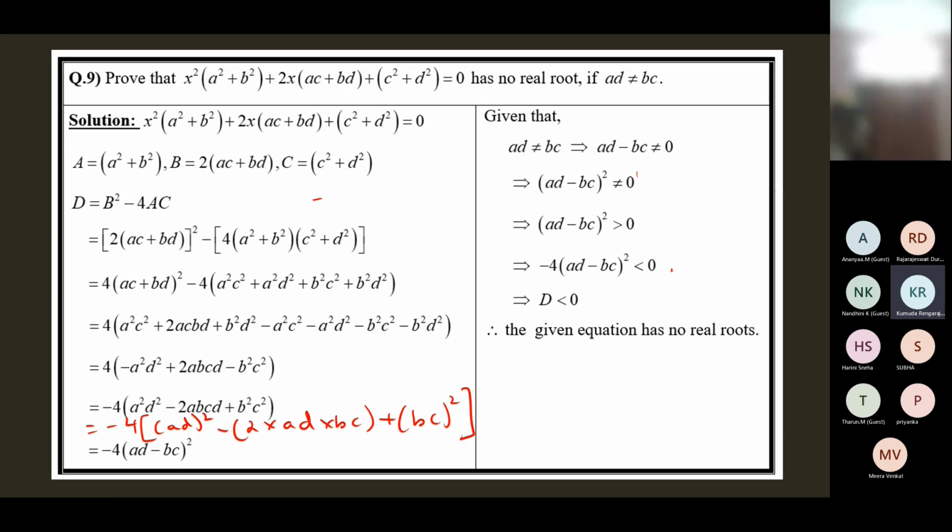Okay. So it's basically substituting the values, expanding it and opening the bracket. And then you'll have to change the signs throughout because it's minus a squared d squared plus 2abcd minus b squared c squared. It doesn't suit any identity. So we change the signs throughout by taking that minus outside. We take the minus outside and then we get positive a squared d squared, negative 2abcd and positive b squared c squared.